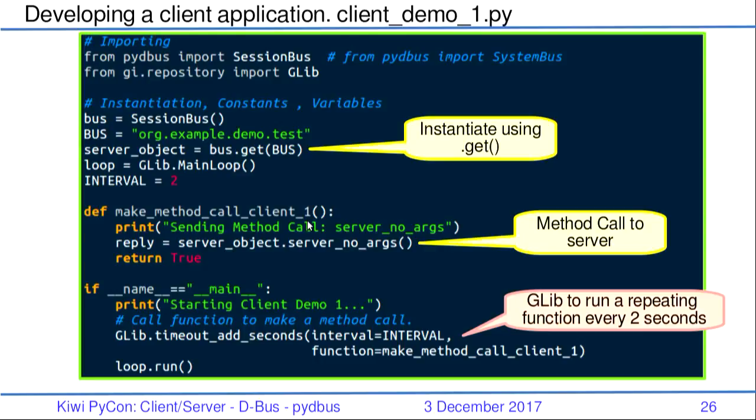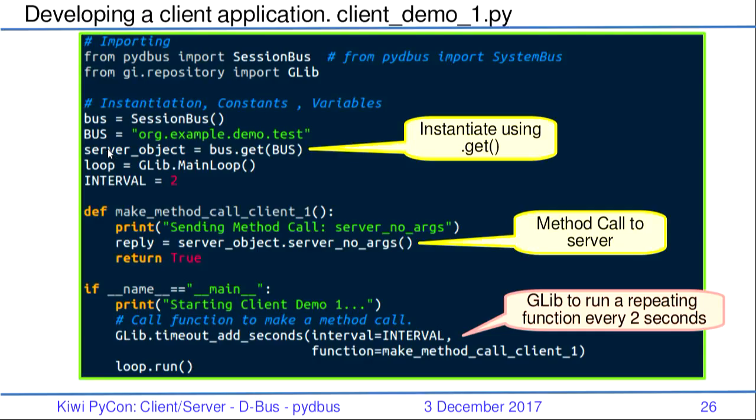The next thing we've got to do is write a client, okay? And there's really only one step that's different. We import the bus we prefer, the session bus, and we instantiate it here. We've set up the constant for the name of the bus we're using, and we create this server object using the get function under pydbus, and it instantiates the server object.